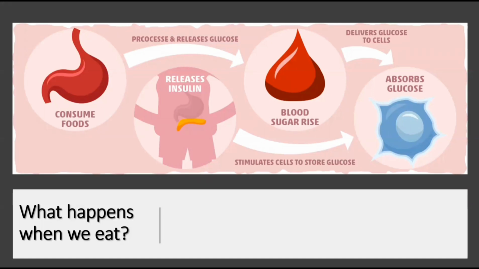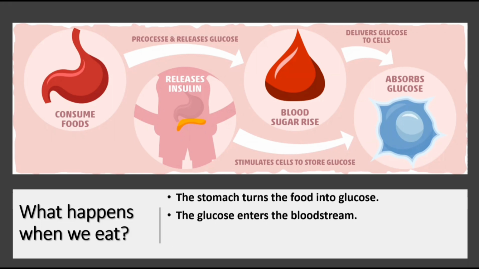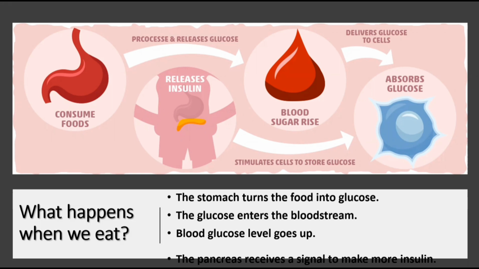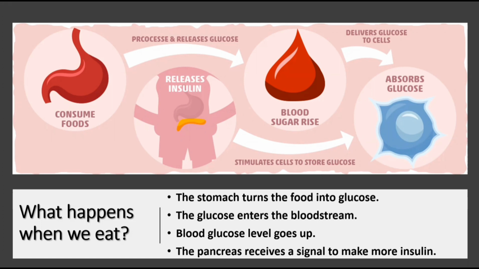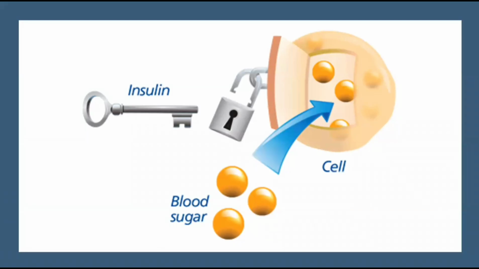So, the way insulin works is when we consume food with carbohydrates, the stomach turns that food into glucose. The glucose then enters our bloodstream. At this point, blood glucose level goes up. The term blood glucose or blood sugar mean the same thing. So, when sugar enters the body, the pancreas receives a signal to make more insulin. Insulin serves as a key to open the cells and let in the glucose. At this point, glucose leaves the bloodstream and enters the cells. The blood glucose returns to normal. The cells turn the glucose into energy.